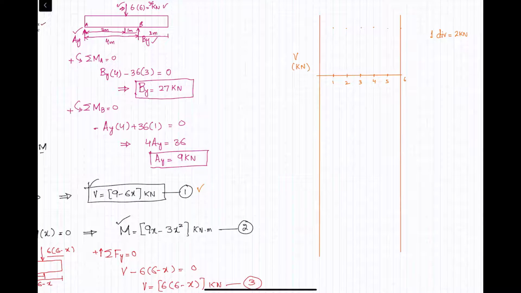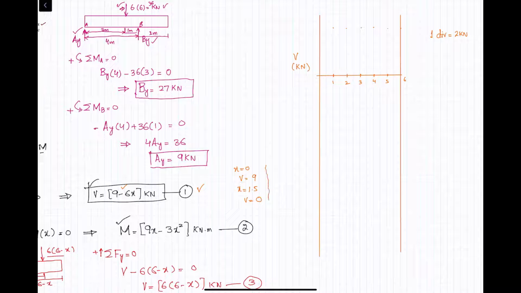Now we have equation number 1. When x is equal to 0, you can put it in equation 1 and we will get V is equal to 9. For x equal to 1.5 meter, you can take 1 meter as well, 2, 3, and 4. The more points you put, the easier it will be to get a smooth line or curve. So I am putting x equal to 1.5 in equation number 1, and you will get V is equal to 0. You can check, 6 into 1.5 is 9, so 9 minus 9 is 0.